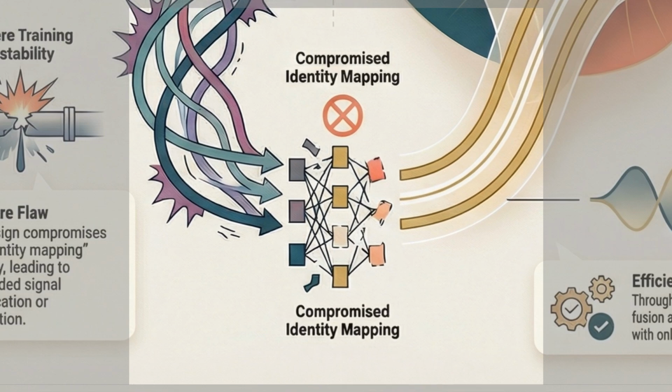A key issue is the loss of clean identity mapping. In ideal residual designs, layers can easily learn the identity function, allowing information to pass unchanged when needed. Hyperconnections often break this property, causing features to be distorted as they travel through depth, which undermines gradient flow and hampers stable learning.